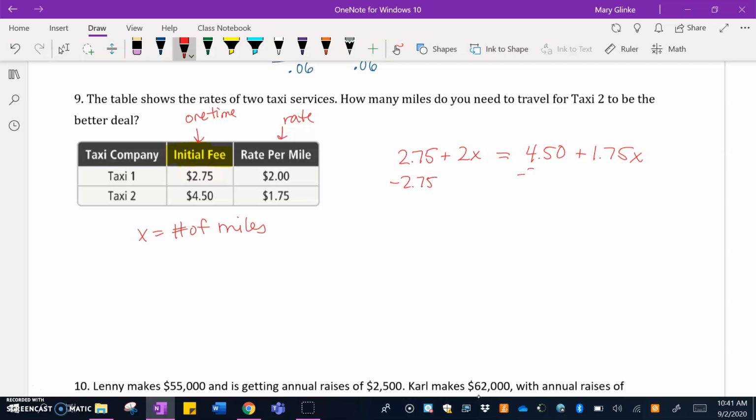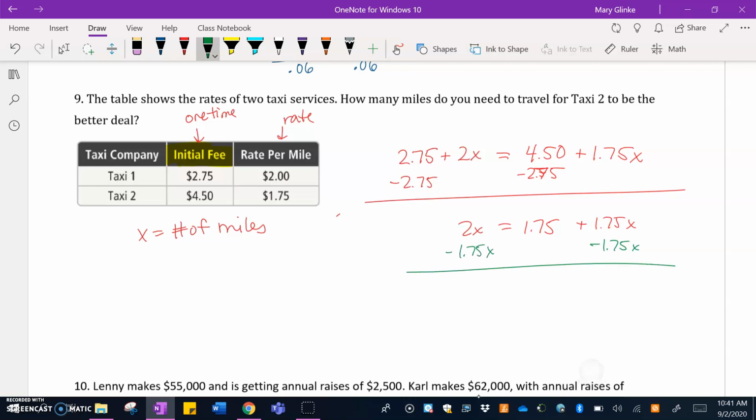So we're going to move the 2.75 to the other side. And then we're going to move the 1.75x over. And you get 0.25x equals 1.75. You divide by 0.25 and you get x equals 7.